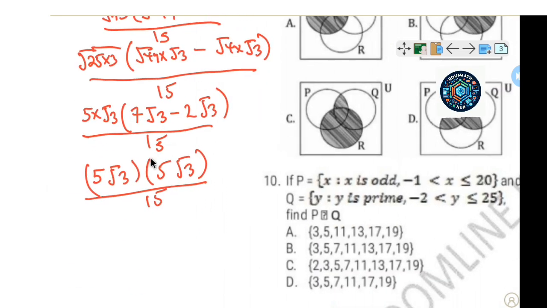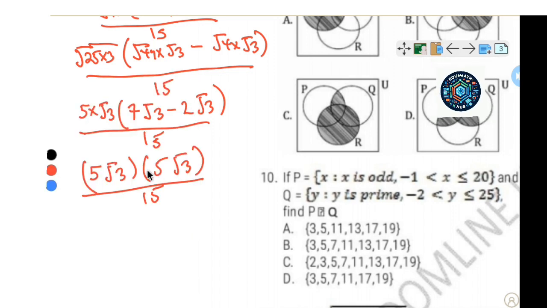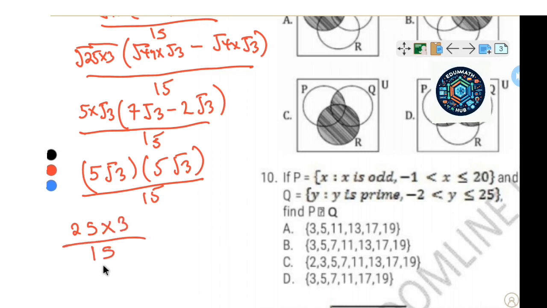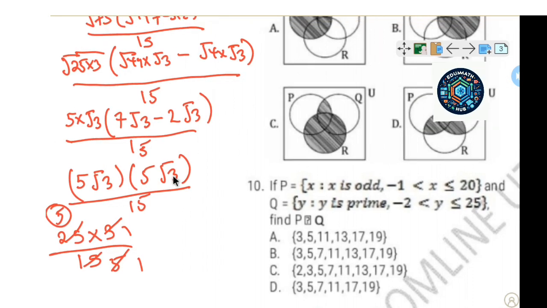So 5 root 3, 5 times 5 will give you 25. Root 3 times root 3 will give you 3. And dividing by 15. So 3 here 1, 3 here 5, 5 here 1, 5 here 5. So the answer is 5. Now you move to your option and look for 5 there.